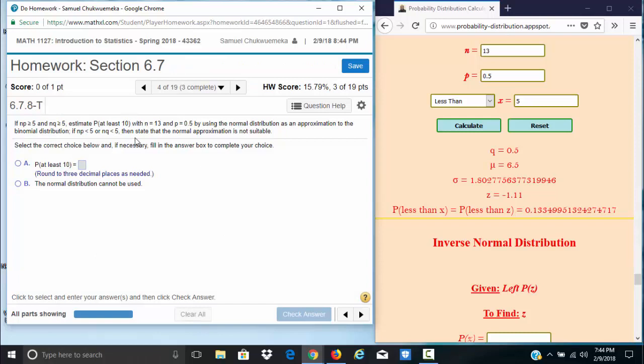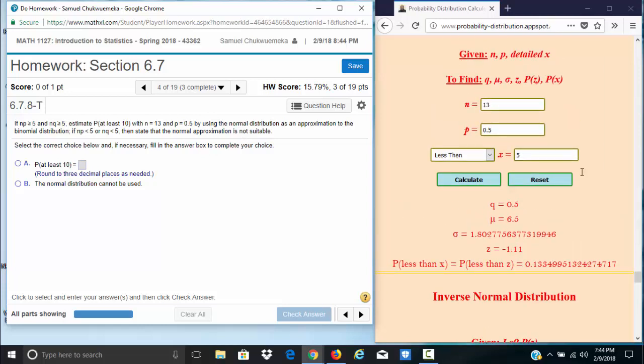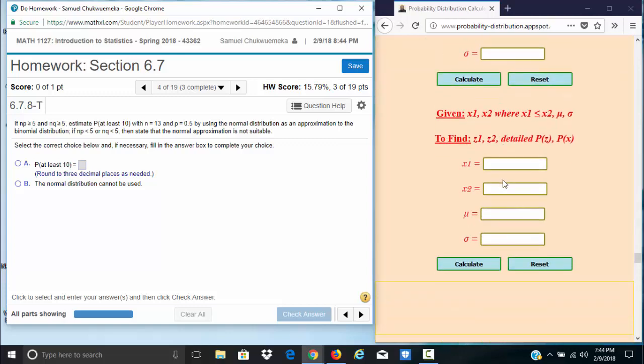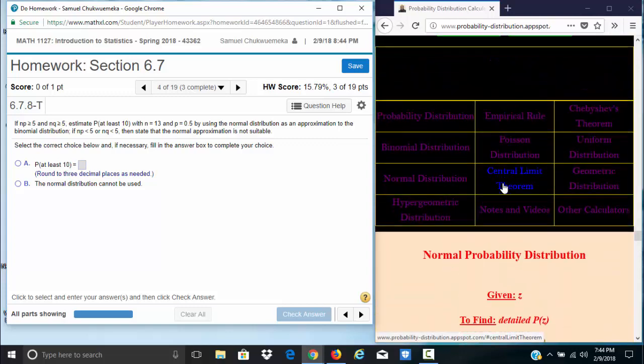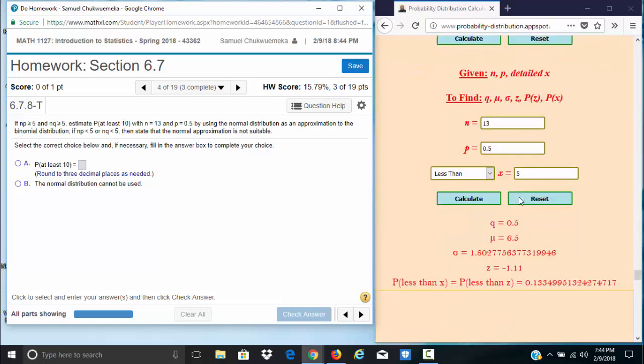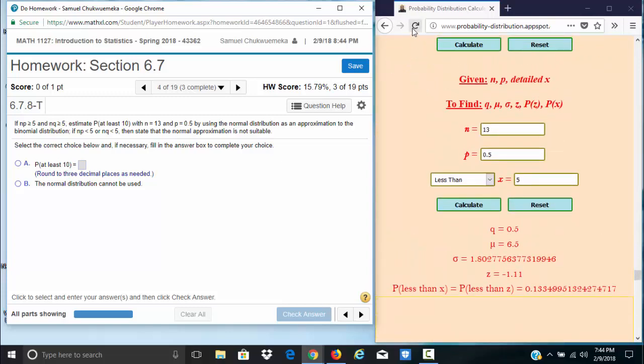Question 4. 13 times 0.5. Yeah, so this one works. So it's still the same thing, but I will suggest, if you're using my calculator, after doing each one, refresh the browser entirely. Don't click reset, because if you click reset, it resets this, but the answers are still there. So just refresh the browser. Then we can use probability at least 10.